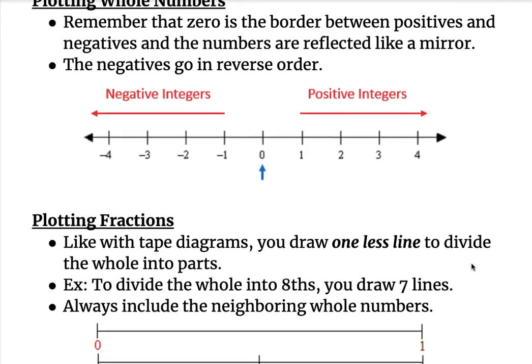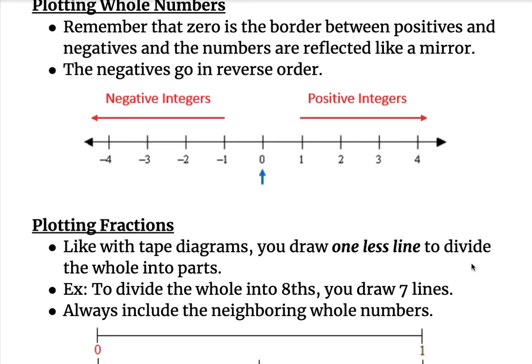Next, with fractions, they're a lot like your tape diagrams. So just like with your tape diagrams, you need to figure out what your denominator is, and that's going to help you figure out how many lines to draw. So you're going to draw one less line to divide that whole into parts. So for example, to divide the whole into eighths, you would only draw 7 lines.